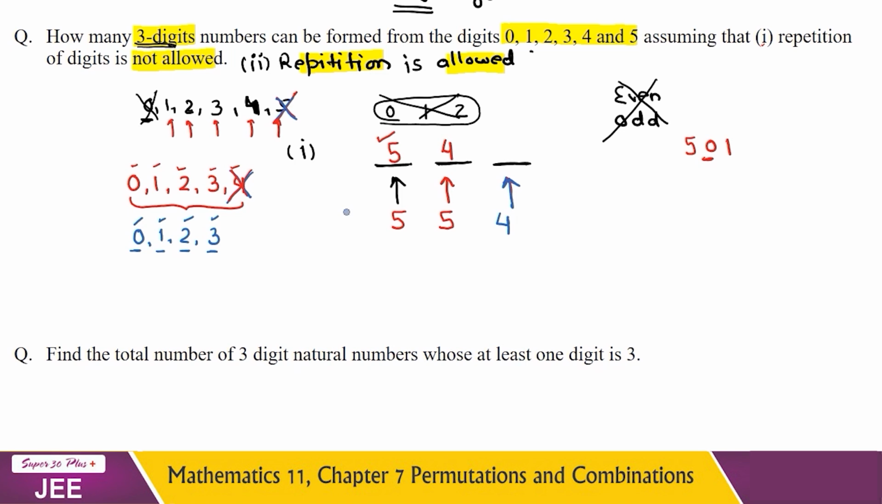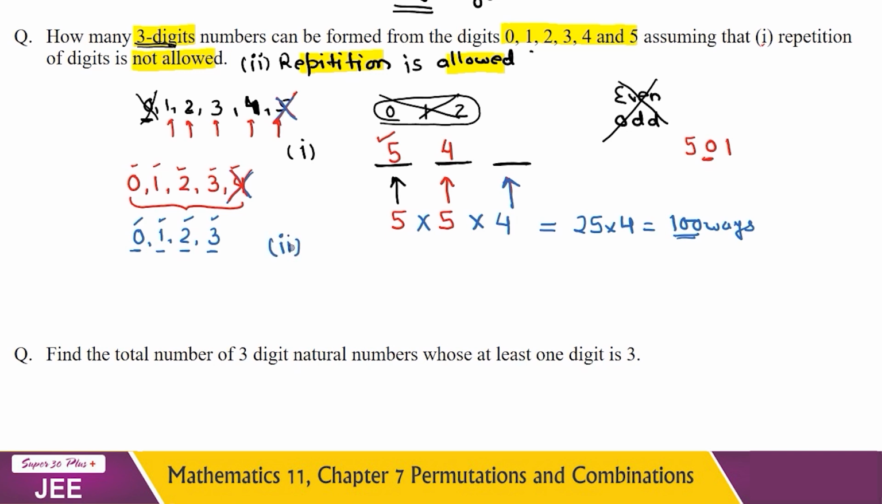And in order to fill all these places simultaneously, in order to make a 3-digit number, I have to multiply them. And upon multiplication, I get 25 multiplied by 4, which is equal to 100. So the total number of ways in which a 3-digit number can be formed such that repetition of digits is not allowed is going to be 100. Alright, I hope you understood.